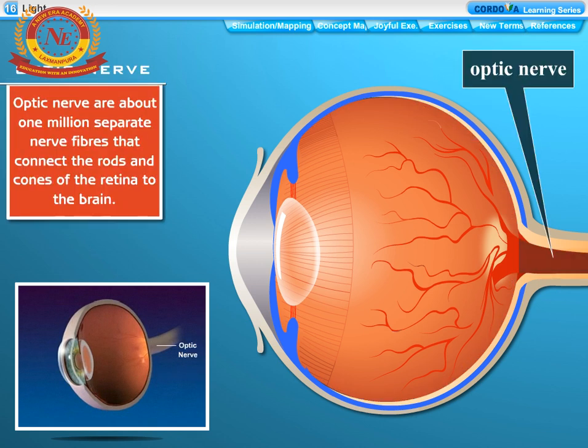Optic nerve. Optic nerves are about 1 million separate nerve fibers that connect the rods and cones of the retina to the brain. Its function is to carry optical messages in the form of electric signals to the brain.